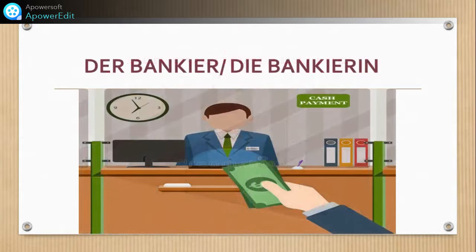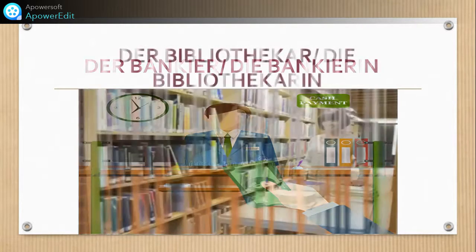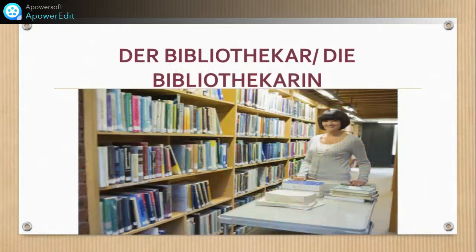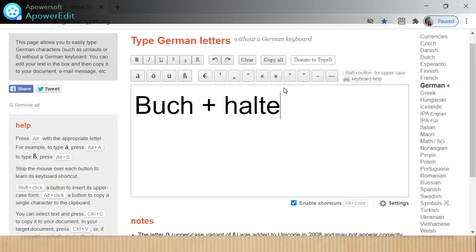Then Bankier, Bankierin is a banker. Bibliothekar, Bibliothekarin is a librarian, and this word again comes from the place where these people work, which is the library, which in German is called Bibliothek.